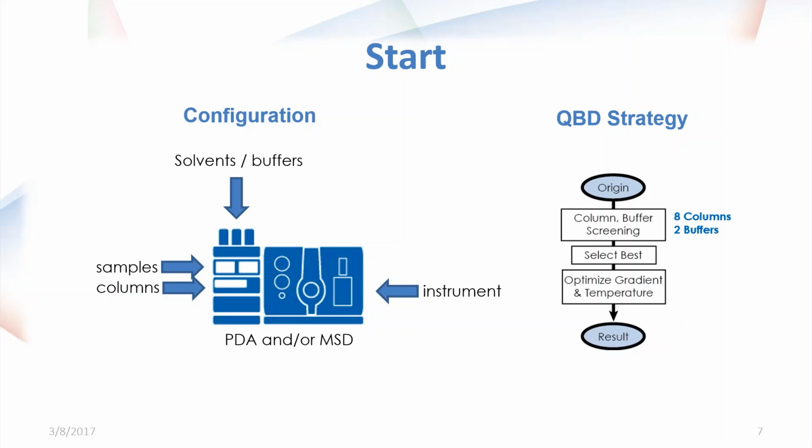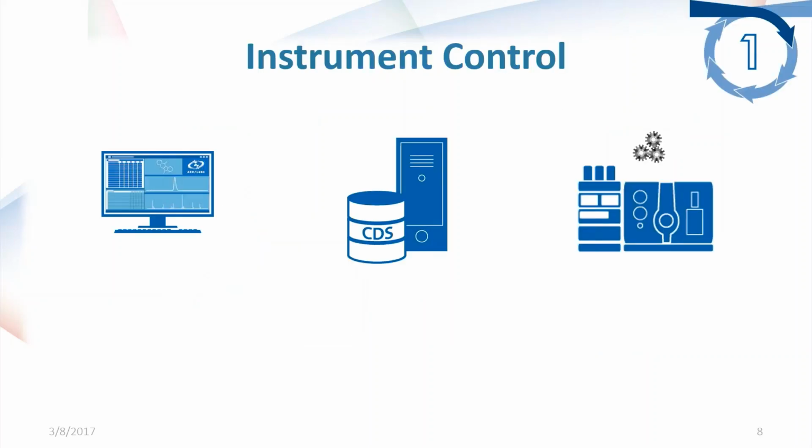Now, assume here that you've set up the system and you've specified 8 columns and 2 buffers. How would the system behave after that? So we can take a look. On the left-hand side is where you set up the software, and your strategy is determined that you're going to be doing 8 columns and 2 buffers. Well, that results in a sequence of 16 injections. Now that's only if you're analyzing 1 sample. If you're analyzing 2 samples, then it would be 32 injections that would be built in the sequence.